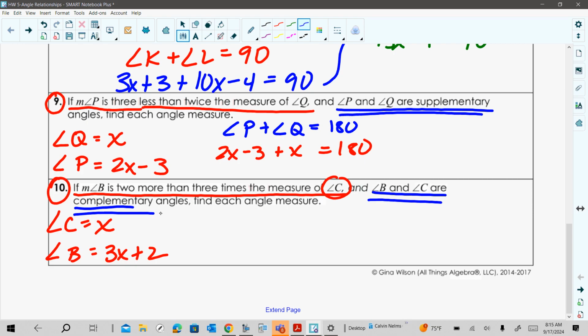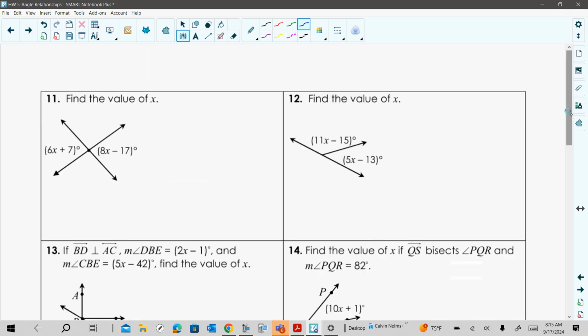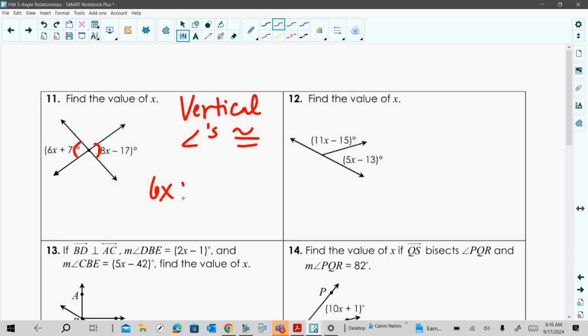All right, so that's the front. On the back, we have some more algebraic thinking. Now they're giving you diagrams. You need to recognize the angles. 11, they're showing you vertical angles. And what's their relationship? What's so special about vertical angles? They're congruent. So that means your setup should be 6x plus 7, congruent means equals, 8x minus 17.